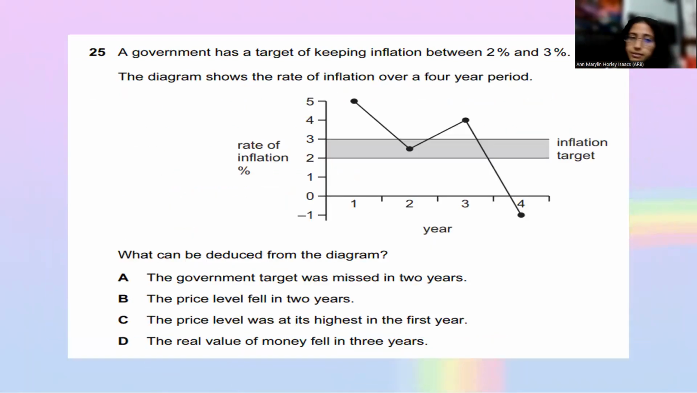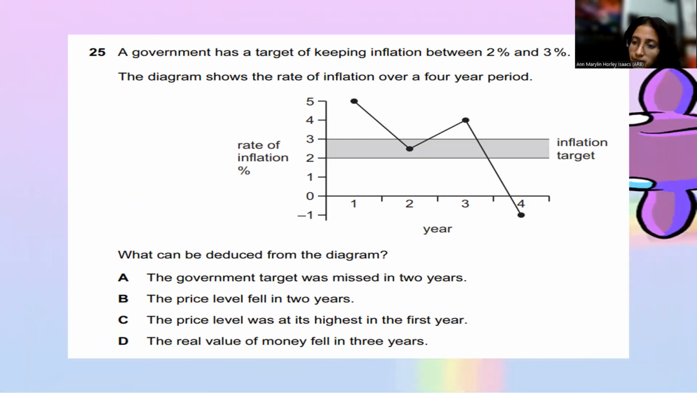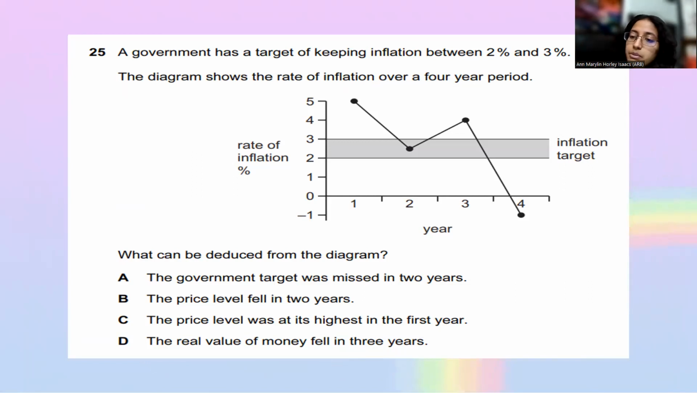All right, 25. The government has a target of keeping inflation between 2 and 3%. That's the gray box that you see in the chart, the inflation target. Inflation can be a good thing. It's not always a bad thing. We always say we don't like it when prices go up, but sometimes it can be a good factor. That's a big discussion by itself, so we won't go into that for now. We just need to interpret this chart.